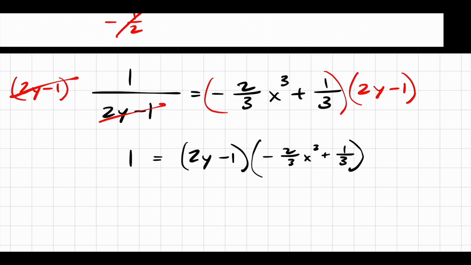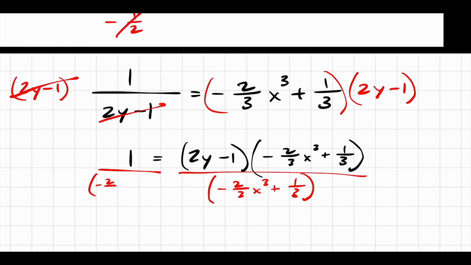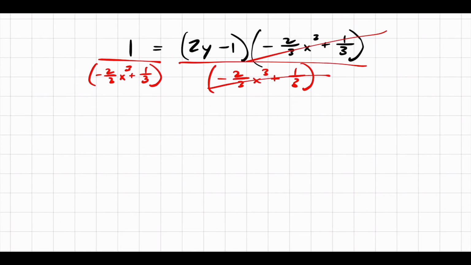I want to solve for y. That's what I want to do. So I'm not going to multiply. What I'm going to do is I'm going to divide now. I'm going to divide both sides. So I get 1 over negative 2/3 x to the third plus 1/3 equals 2y minus 1. Okay?